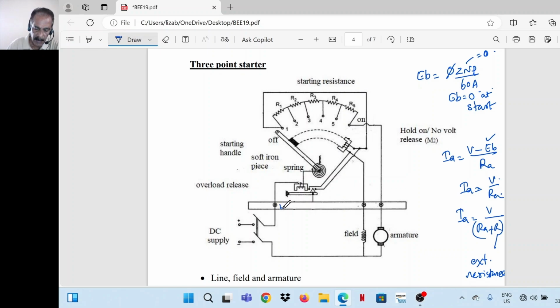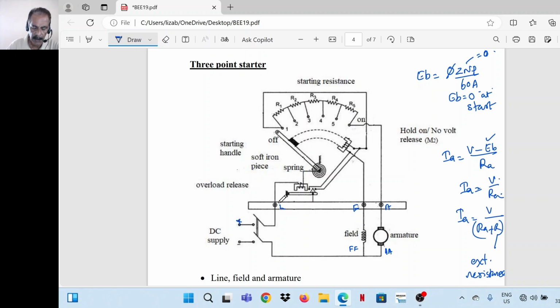Let us mark it as L, line, F, A. These are the 3 points. It's called a 3-point starter. Line, field, armature. That means this terminal should be connected to the positive of the DC supply. Terminal F should be connected to the field winding. Terminal A should be connected to the armature of the motor. So the other terminals, AA and FF, should be shorted and connected to the negative of the DC supply.